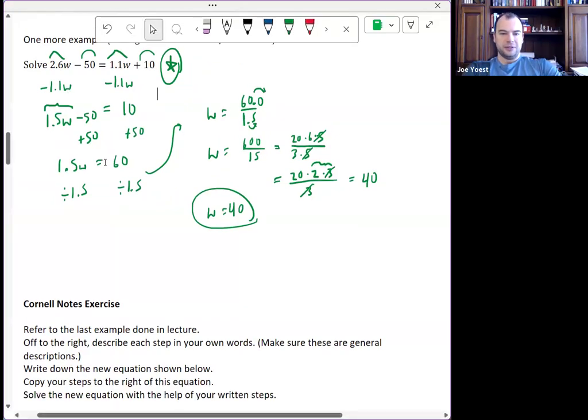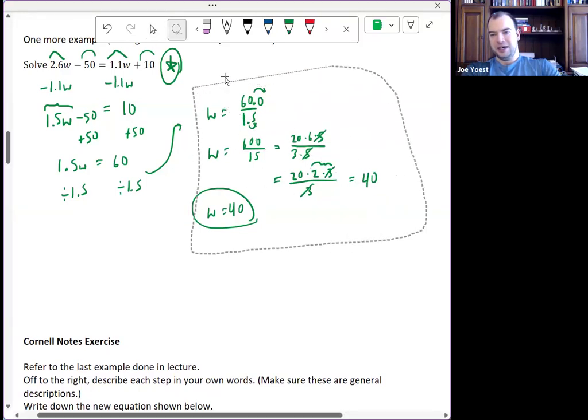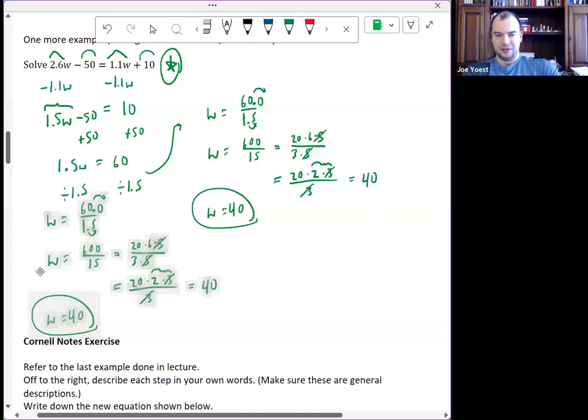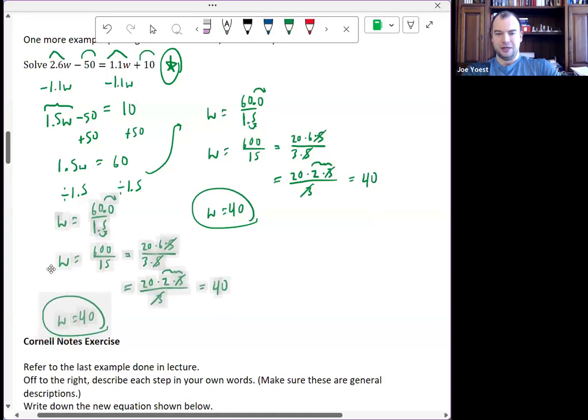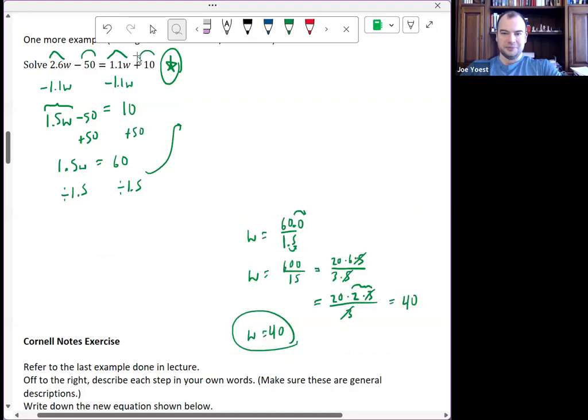You have the mathematical steps that I went through to solve the equation. Presumably you copied those down in your notes and you have that series of steps. Maybe ideally, I probably should not have pushed that off to the side. Well, I actually need a little more room.